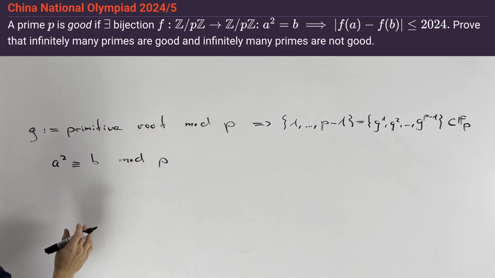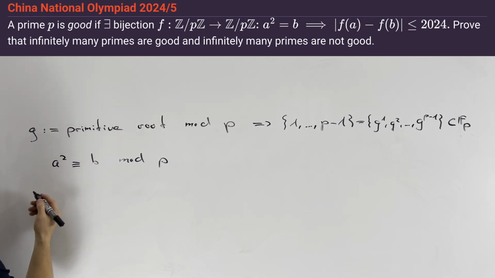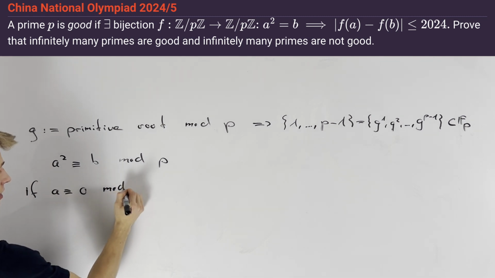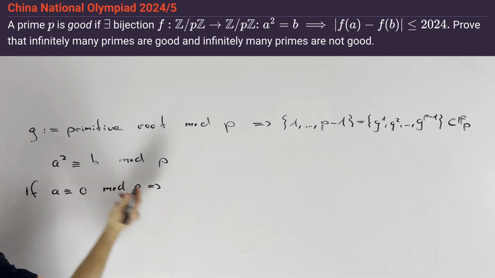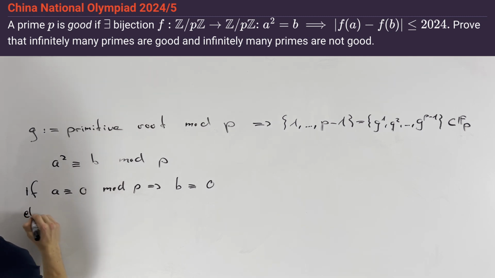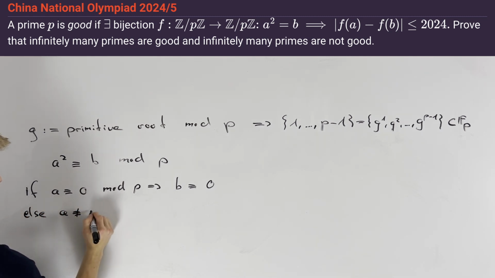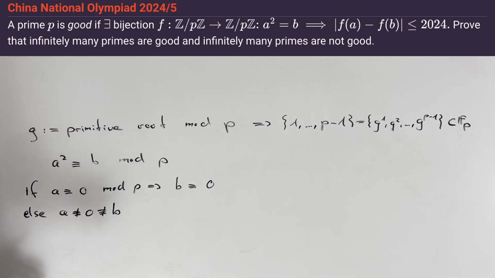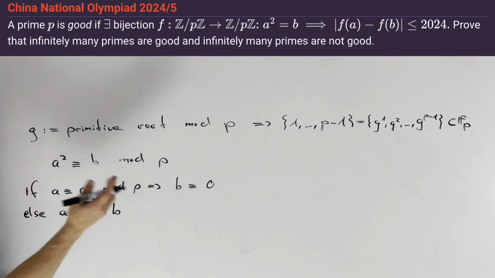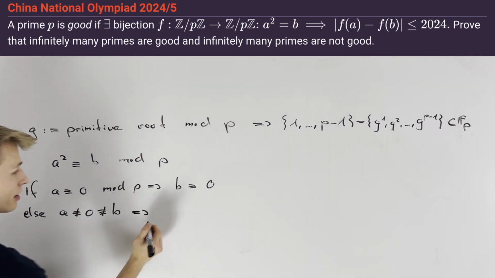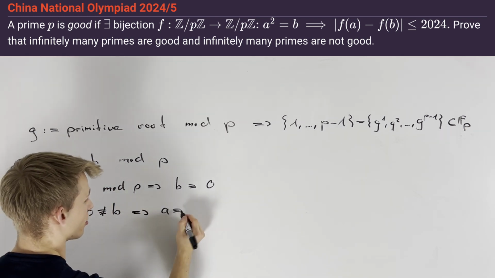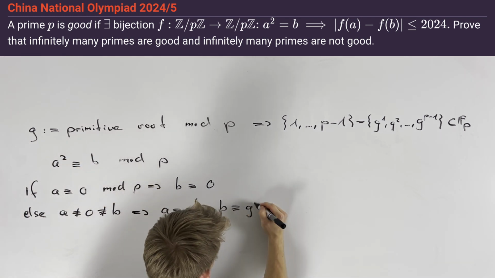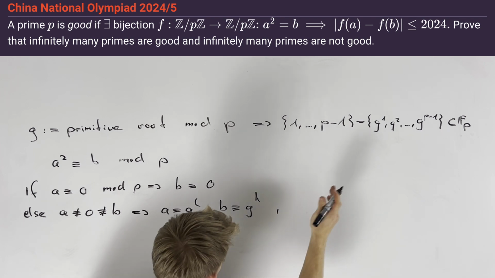And therefore, let's at first take a look at this equation if a is equal to 0. So if a ≡ 0 mod p, then we directly see that also b is congruent to 0. Otherwise, we have that a is not congruent to 0, and then we directly get that b is also not congruent to 0. And therefore, we are indeed able to write these two variables in terms of g. Namely, we can write that a ≡ g^l and b ≡ g^k, where l and k are positive integers.